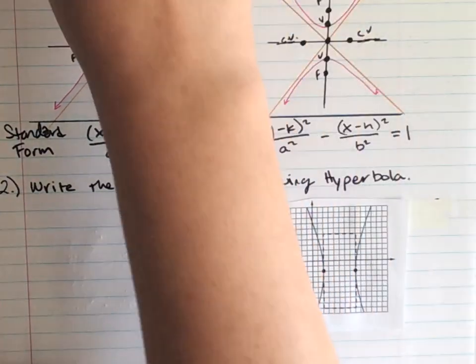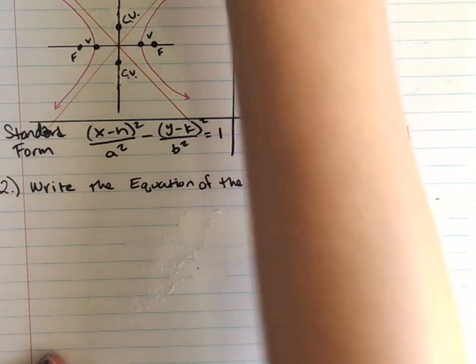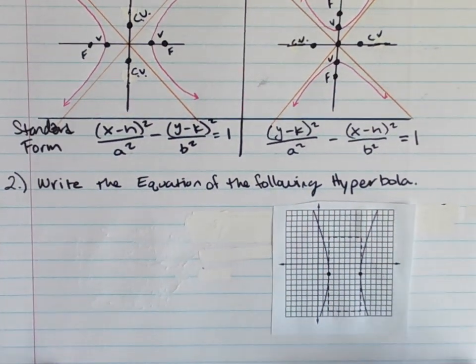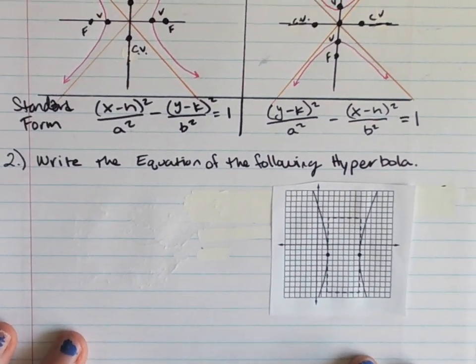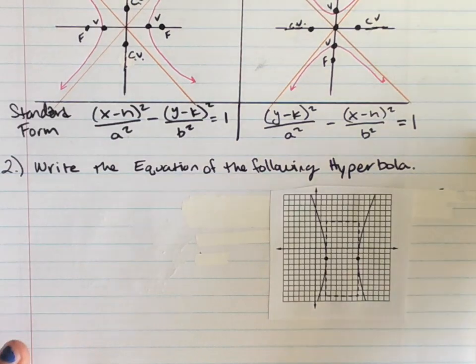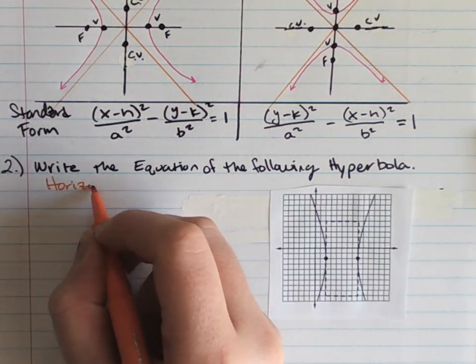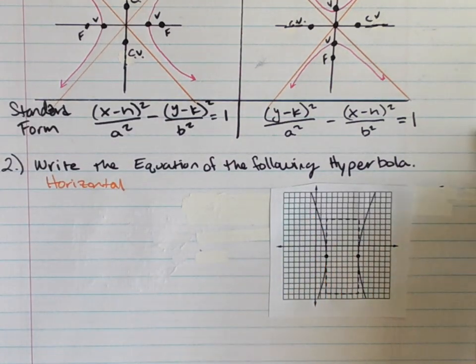So in the previous video, we were given an equation and we needed to graph it. This time we are given a graph and we want to write the equation. So the first step is to identify, is it a horizontal or vertical? In this case, we have a horizontal hyperbola because it's facing to the left and to the right.